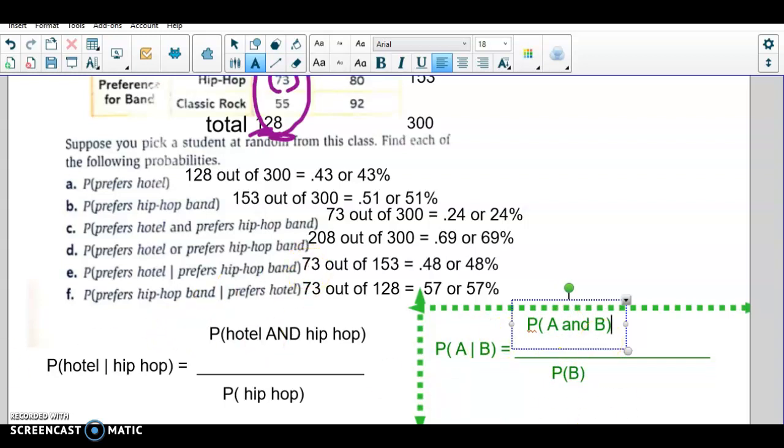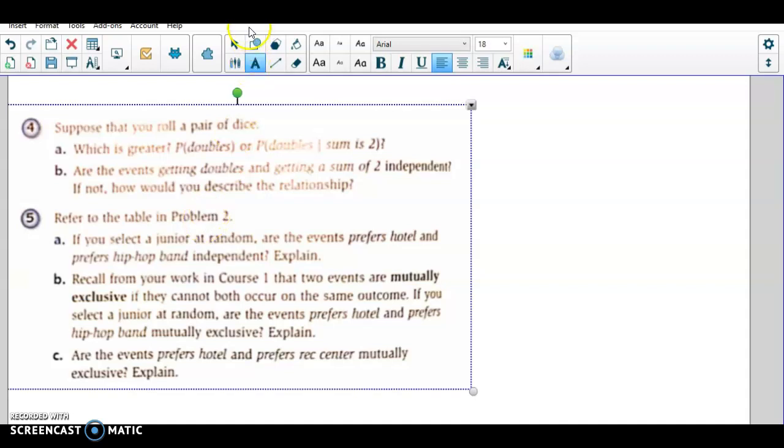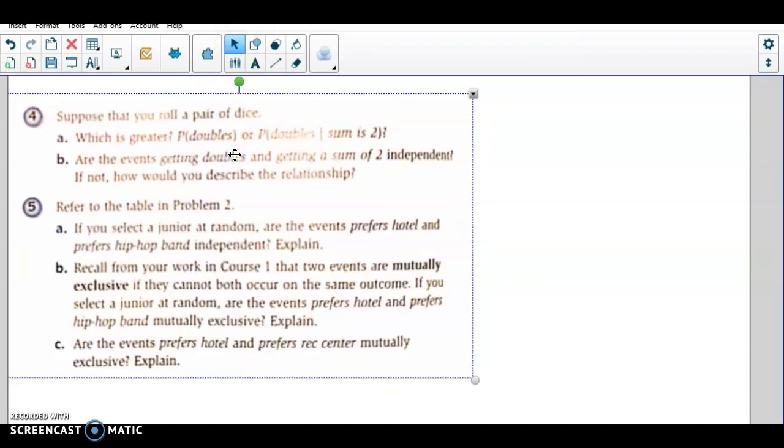All right, we're getting up to 10, 11 minutes. Let's take a look at the next problem. Let's decide if we have time to go through it. Here we go. All right, so here we're talking about rolling dice. Which do you think is higher, the probability of getting doubles or the probability of doubles given the sum is 1? Yeah, let's dive into this on the next video.